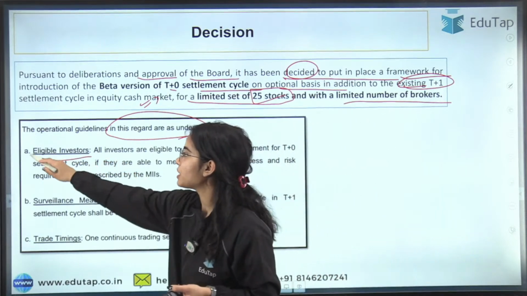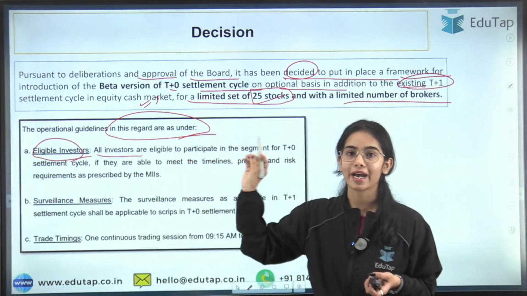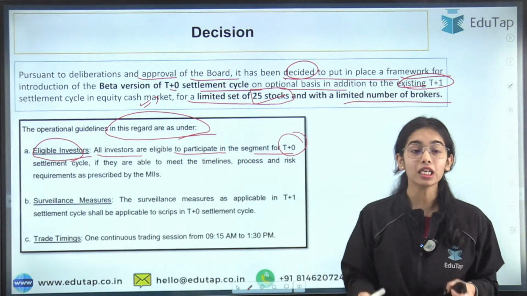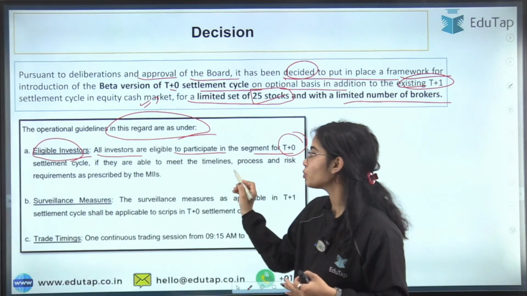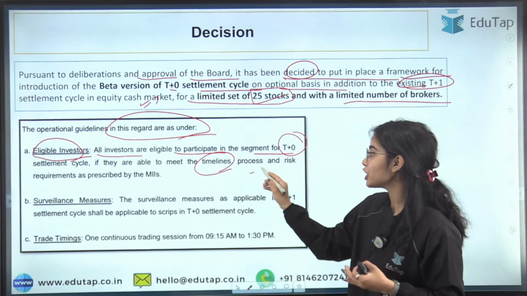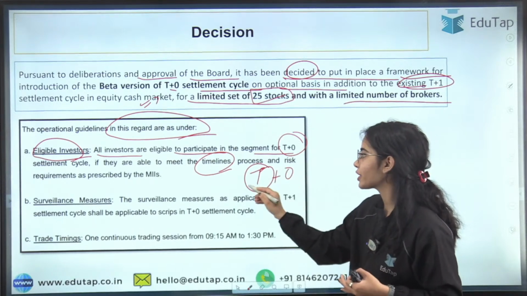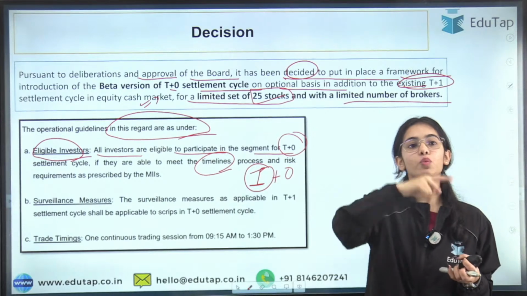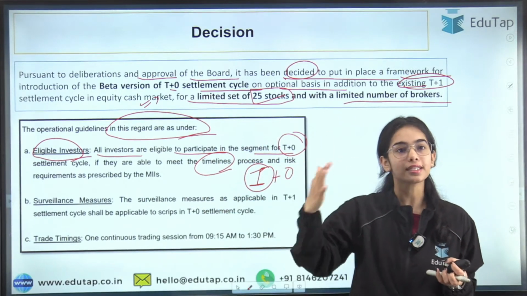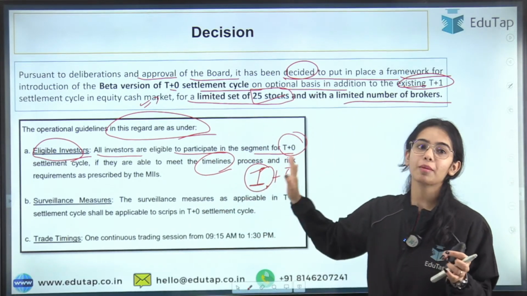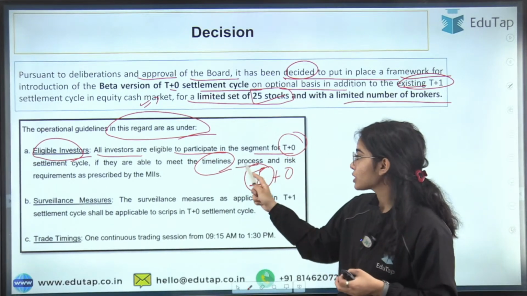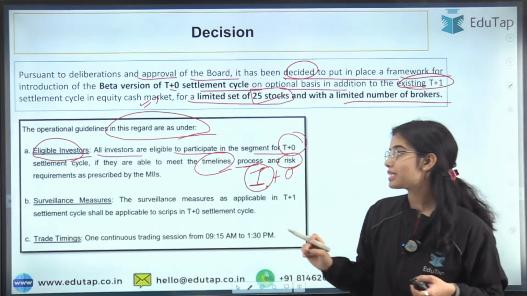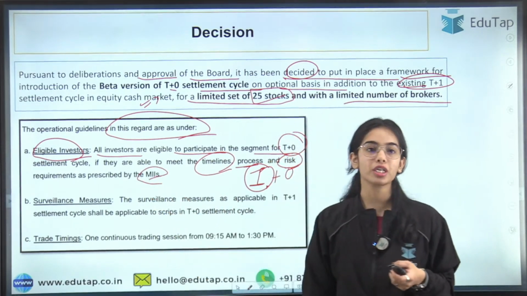First of all, eligible investors. All investors are eligible to participate in the T+0 settlement cycle if they have the capacity and are able to meet the timelines, because now the initiation of the trade and the settlement of the trade has to happen on the same day. So if you have the securities and want to transact, and you can initiate and settle the trade instantly, then you can come under this cycle. They must be able to meet the process as well as the risk requirements prescribed by the market infrastructure institutions.